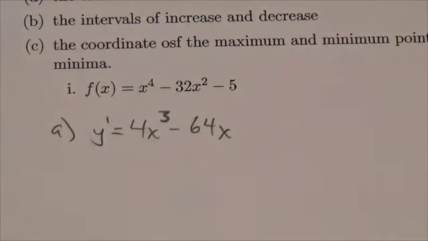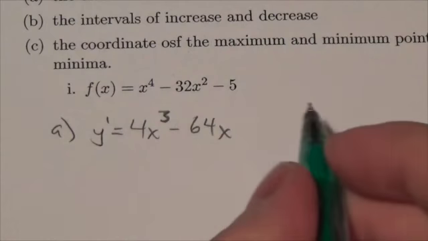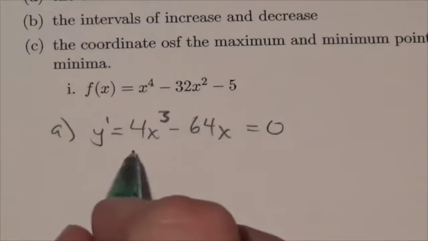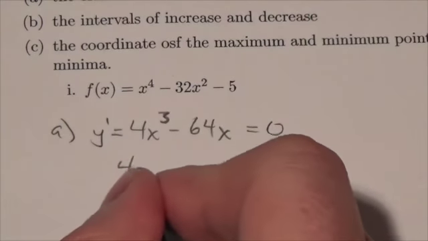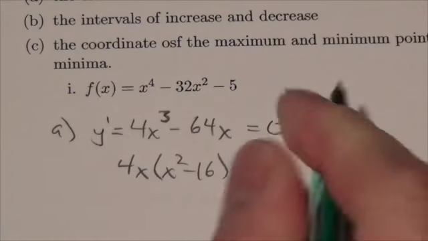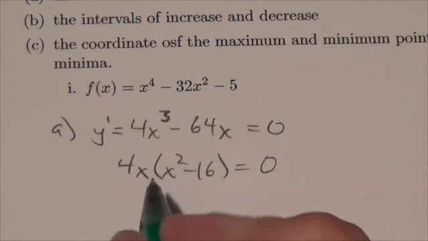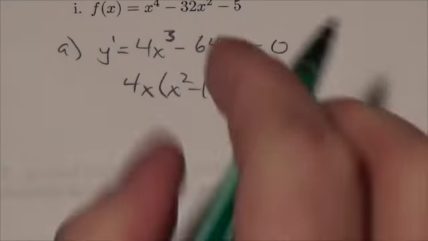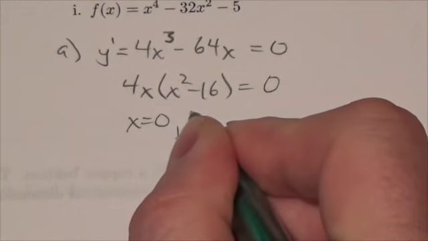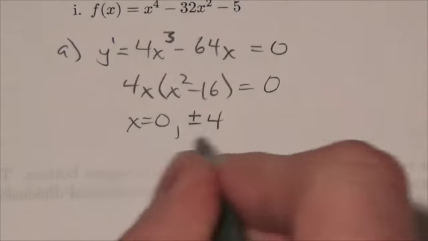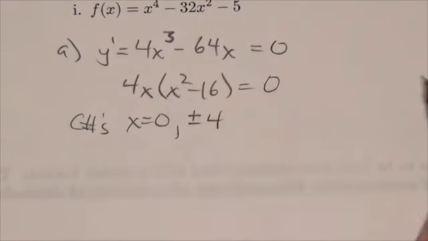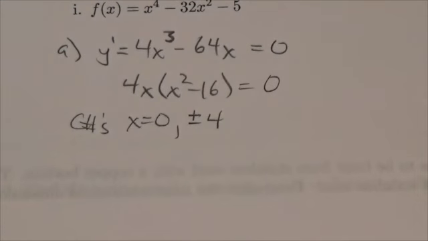And then we know that this is going to be undefined nowhere, so we're just going to set it equal to 0. I can see right here there's a common 4x to both of those terms, so I'll get x squared minus 16 coming out of that, equal to 0. To solve this is fairly straightforward. Either x is going to equal 0, or x is going to equal plus or minus 4. These are all my critical numbers: 0 and plus or minus 4.